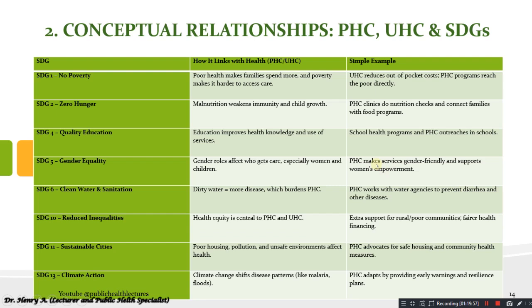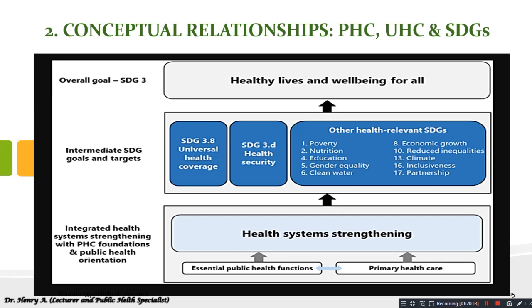Now you can see the conceptual relationship. I've really discussed a lot of them. SDG 1, 2, 4, 5, 6, 10, 11, 13. You can take time to pause and read it and form your notes. You can also see here that the health system strengthening, this is the biggest, where integrated health system strengthened with PHC foundations and public health orientation. So these are the essential public health functions. And then you see them working together with the primary health care to provide health system strengthening.